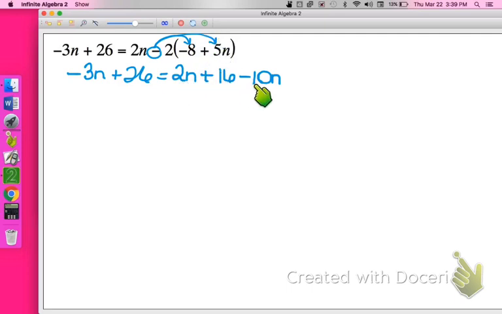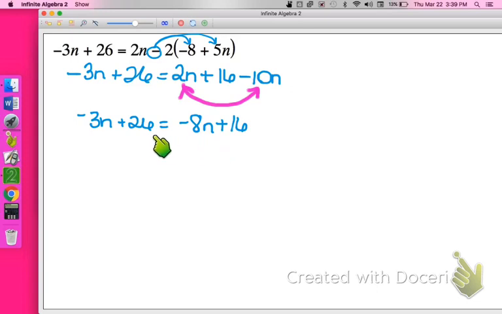Now we've got a little bit of cleanup to do on the right-hand side, because what we can do is take these two pieces right there and make it simpler. 2n minus 10n is -8n. I'm going to leave the left side the same, and I'm going to change the right side to -8n plus 16. Now what we want to do is gather up like terms and isolate the variable.